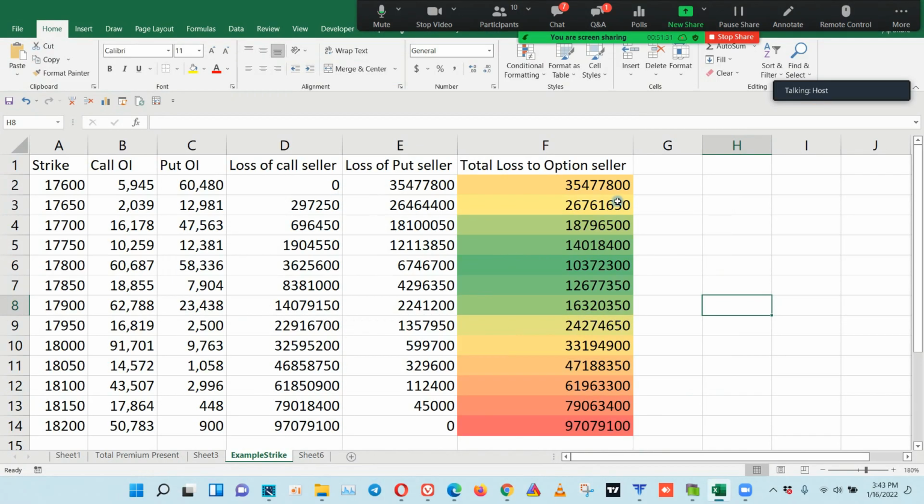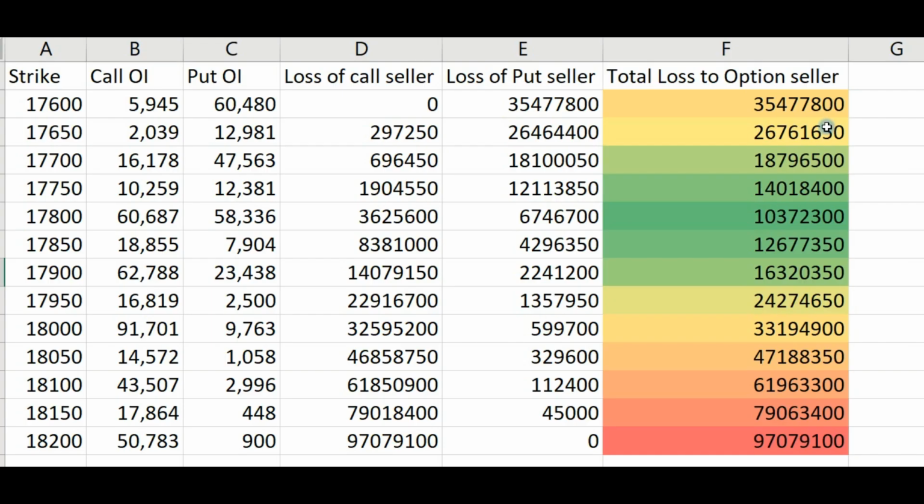Can you see this Excel sheet? So these are strikes, and this is call option open interest, put option open interest. So this is total open interest at these strikes. To calculate max pain, what we do is, this is loss to option buyer, option seller.